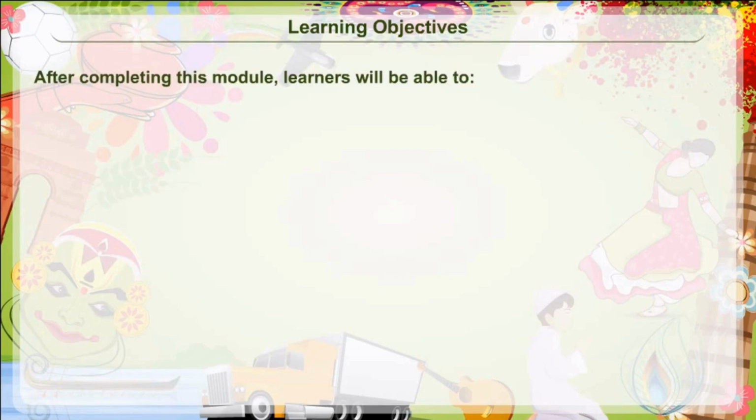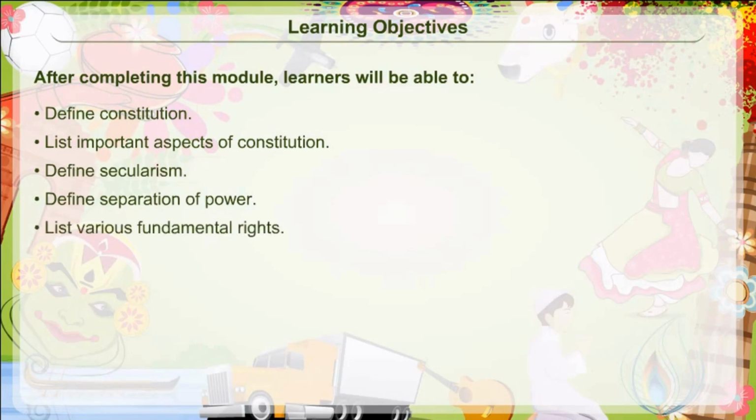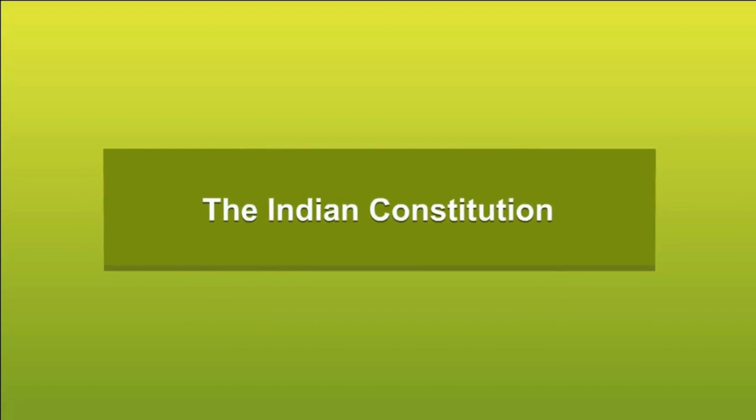Learning objectives. After completing this module, learners will be able to define Constitution, list important aspects of Constitution, define secularism, define separation of power, list various fundamental rights, define federalism. The Indian Constitution.